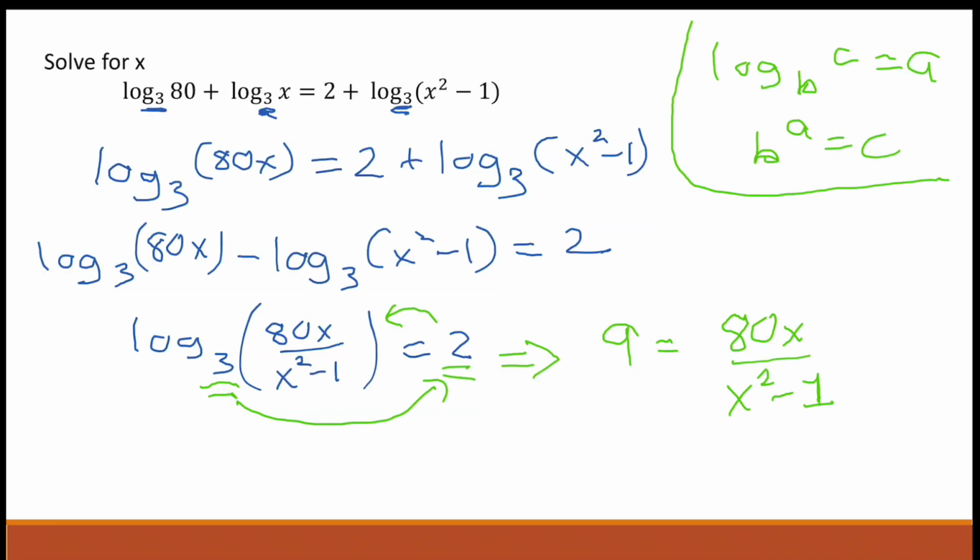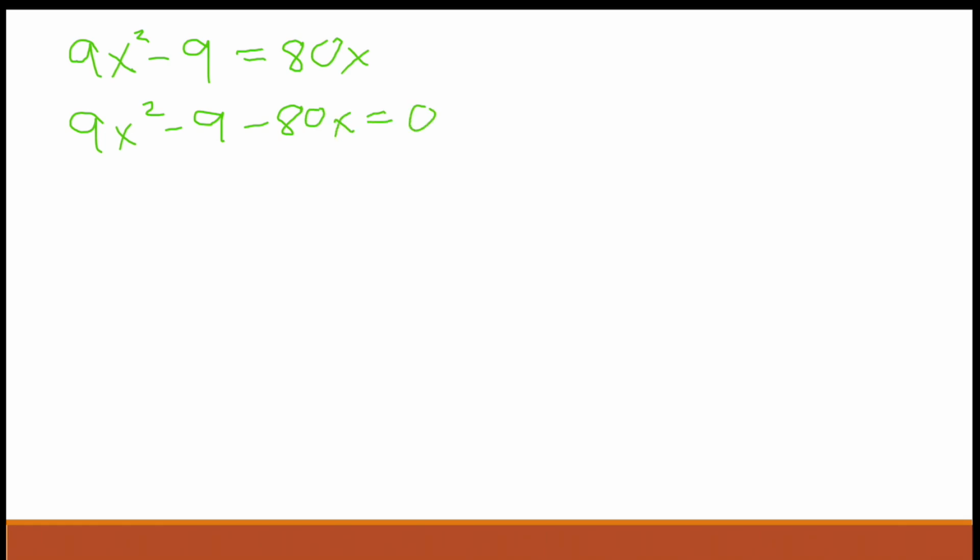Now I'll move the x squared minus 1, which we have right here, to the other end. So I'll have 9x squared minus 9, which is equal to 80x. Now all of us know how to solve a quadratic equation. This will be 9x squared minus 9 minus 80x, which will be equal to 0.